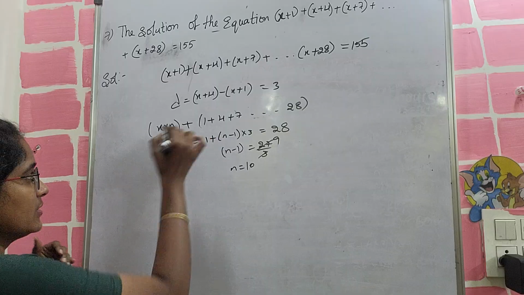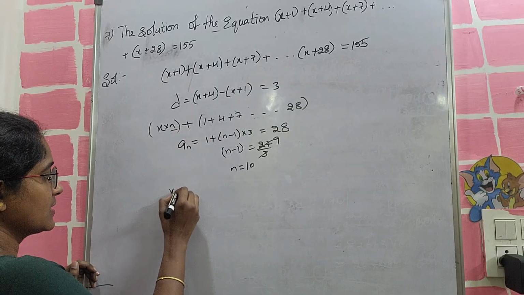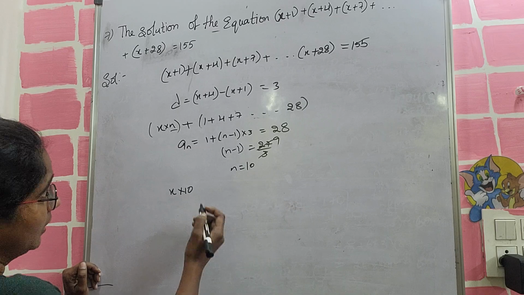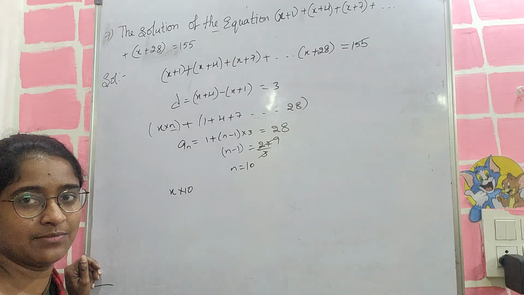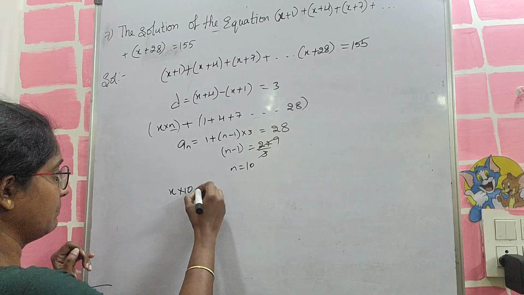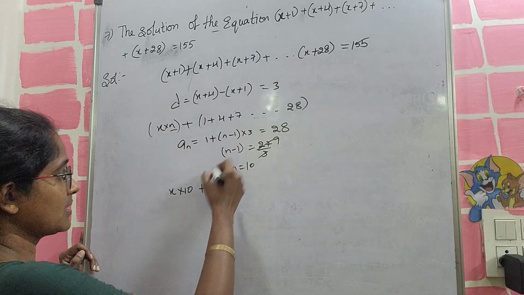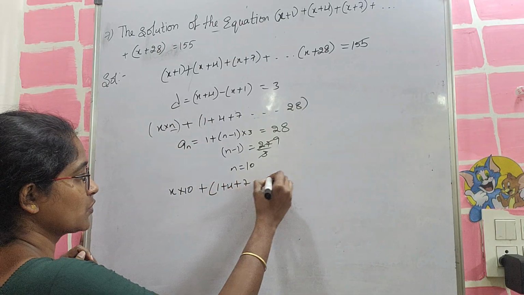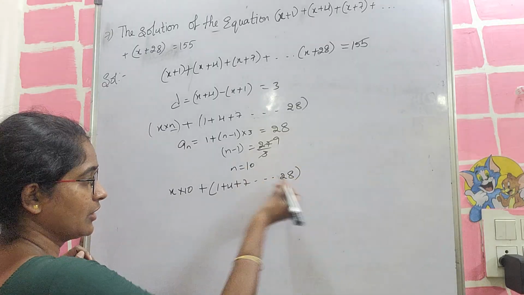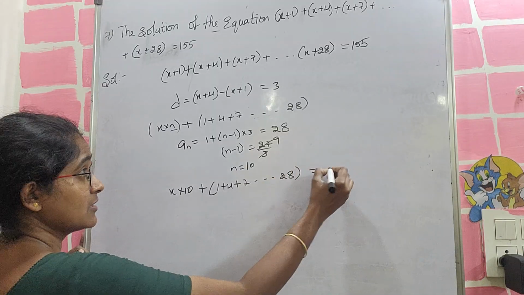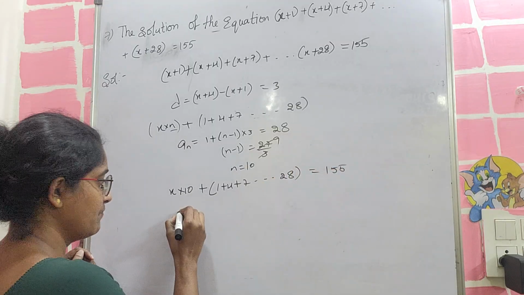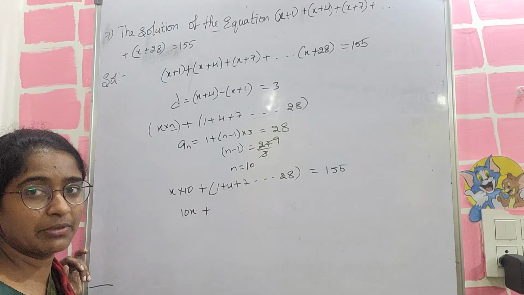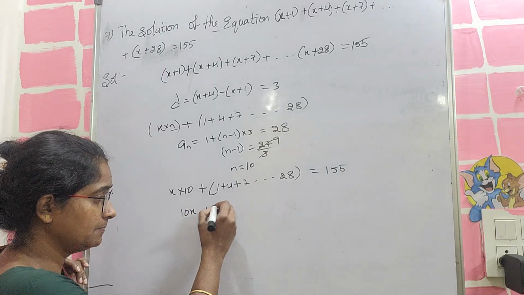Then the n value is how much? 10. So x into 10, right, all n terms. If I add x 10 times, that is x into 10, then plus the sum of the terms of this, 1 plus 4 plus 7 and so on up to 28. I understood that the n value is 10. Here the answer of this is 155. So 10x plus this sum of terms. We'll apply the formula of sum of terms here.